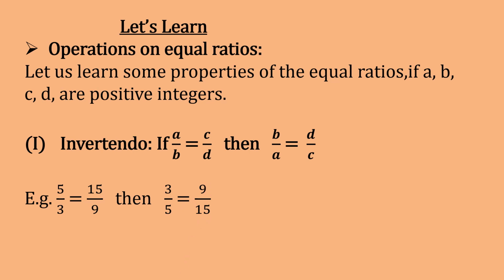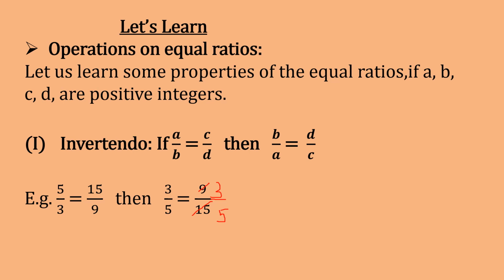Now students, if you see, you will get equal ratios. You can cancel; this goes in 3's table. 3 3s are 9, and 3 5s are 15. So students, you get 3 upon 5. So 3 upon 5 equals 3 upon 5. This is what invertendo is. If A upon B equals C upon D, as we have taken in the example, then B upon A is equal to D upon C. Both these ratios also become equal if you invert them. Is it clear, students? This is the invertendo property.